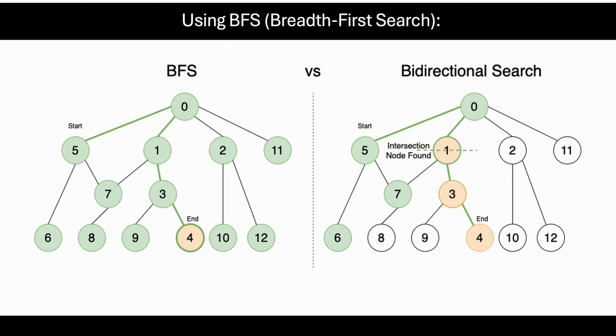So now, instead of searching from only beginWord to endWord, we're going to search from both directions. One BFS starts from beginWord, and another BFS starts from endWord. The search continues until both BFS frontiers meet in the middle. This reduces the number of levels explored, making it significantly faster than standard BFS.